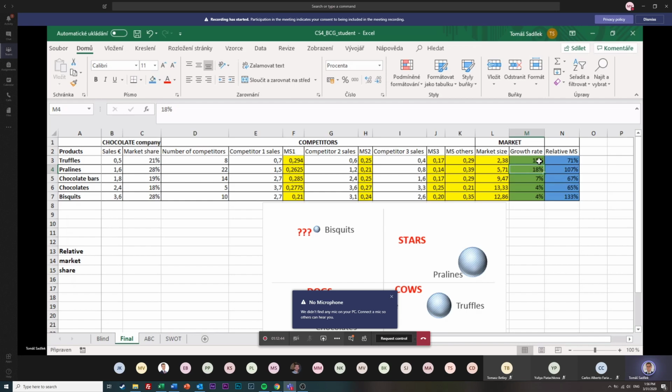Then we have dogs. Those are chocolates and chocolate bars, products that are not growing at all, and the relative market share is also rather small. So chocolate and chocolate bars have a rather small relative market share and a small growth rate. And finally, the biscuits, a product with a low growth rate but a high relative market share.